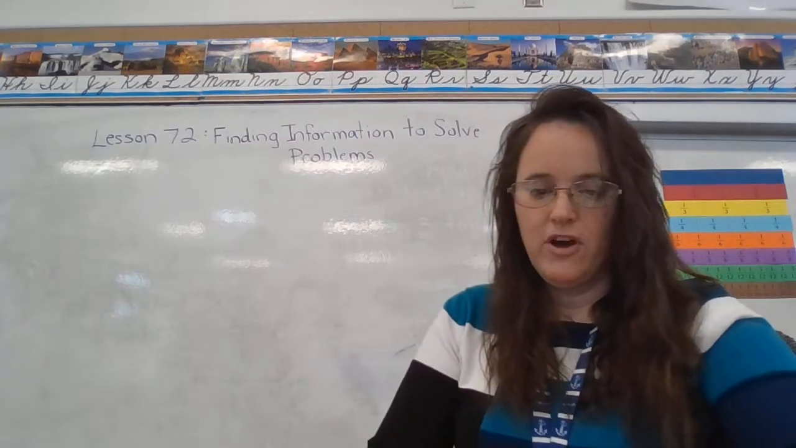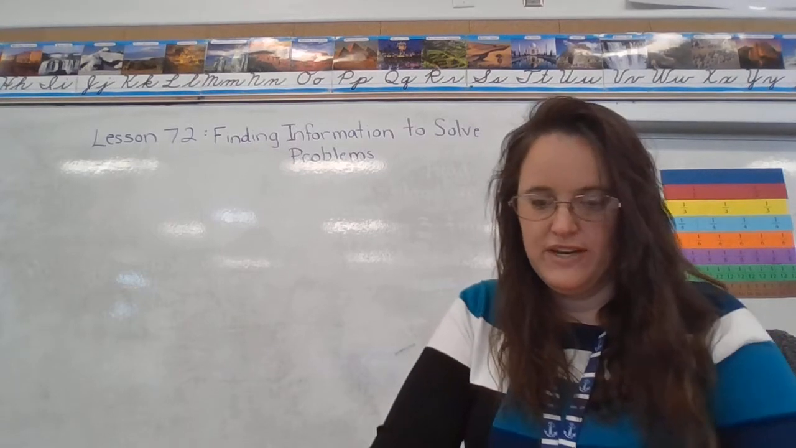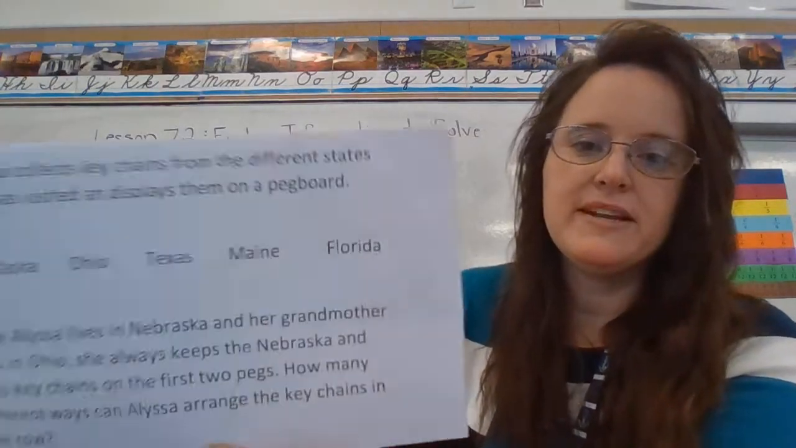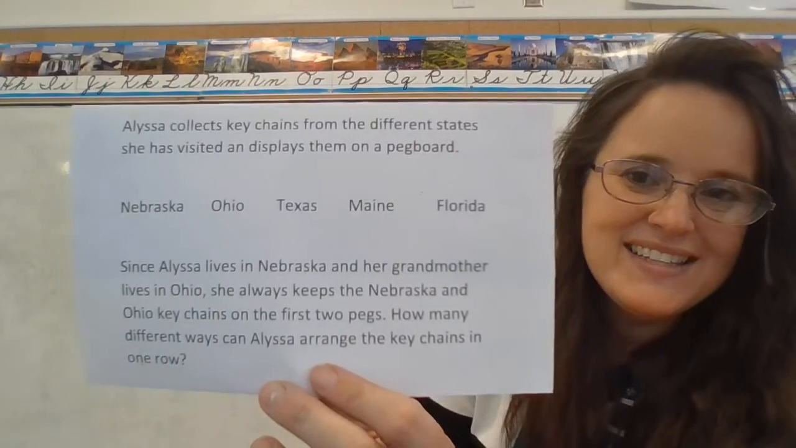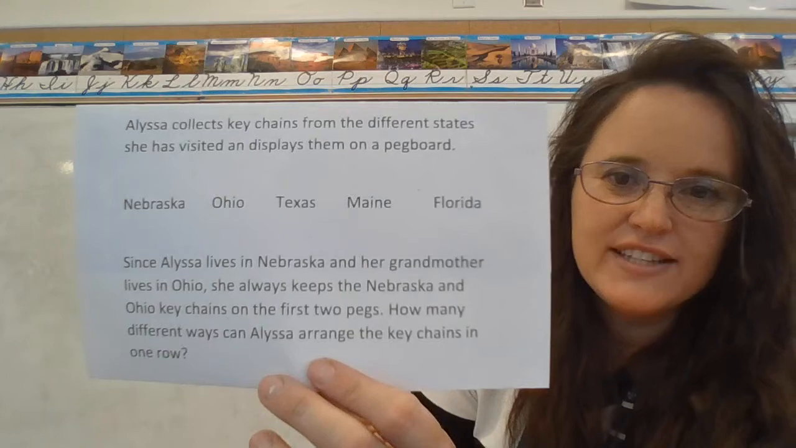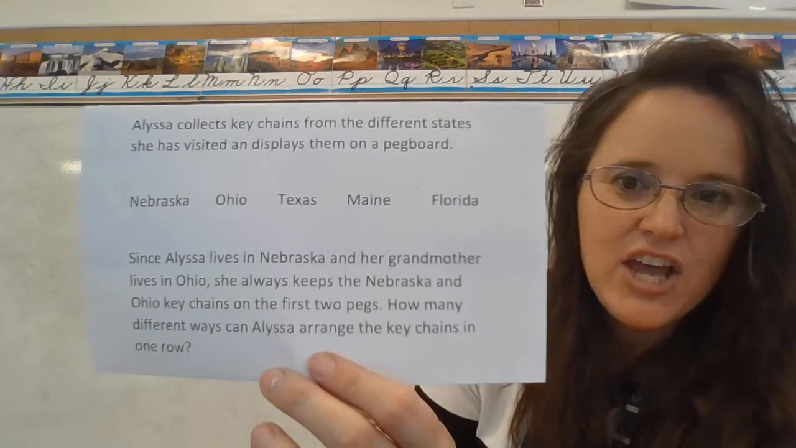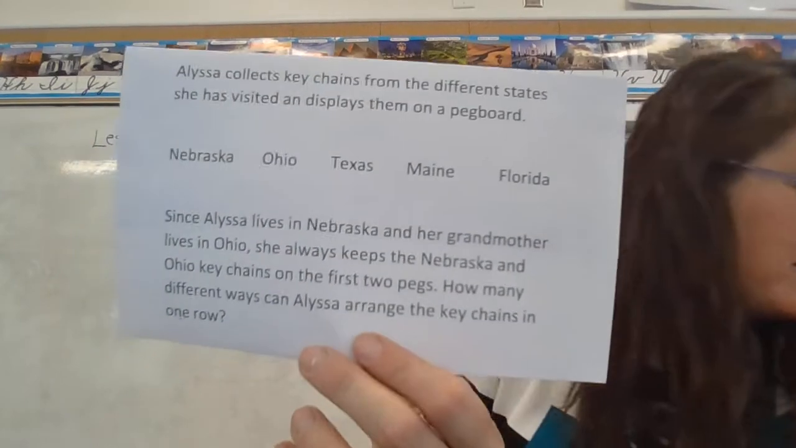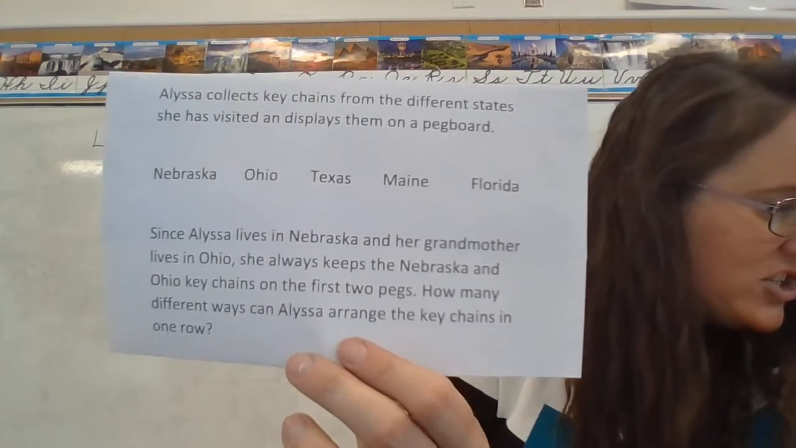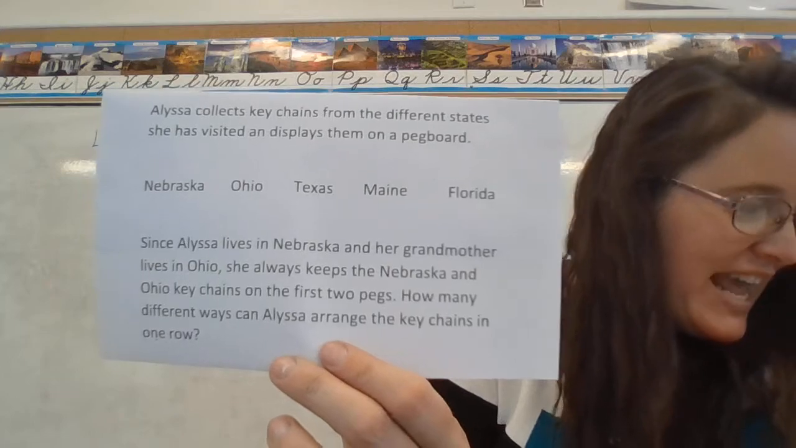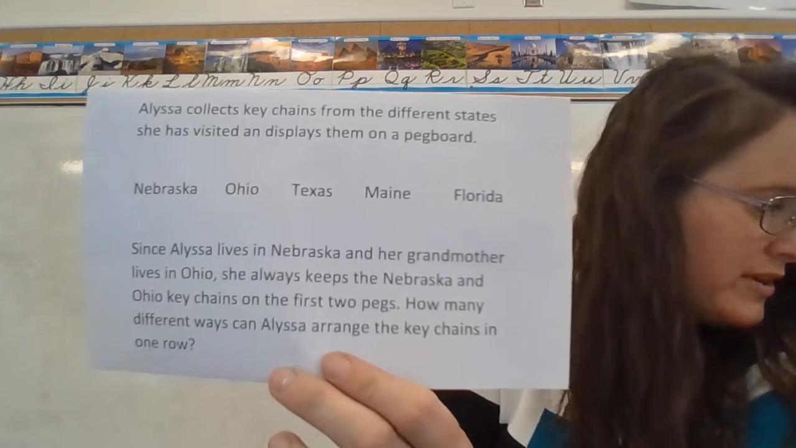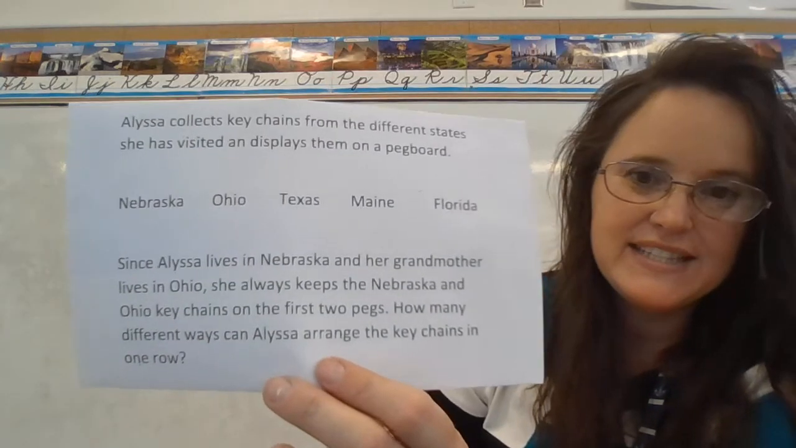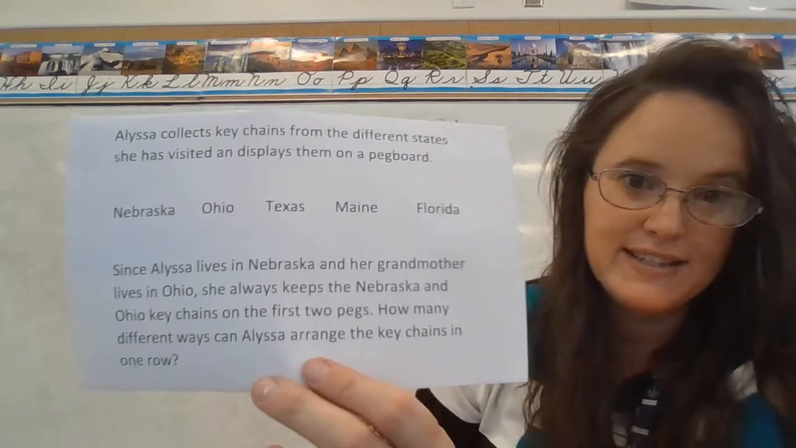I'm going to move on. I have another one here that I want to show you. So this one's about Alyssa. Alyssa collects keychains from the different states she has visited. Let me read it from the book. Alyssa collects keychains from the different states she has visited and displays them on a pegboard. So then this is her pegboard. These are the 5 states that she has visited and how she has them displayed.